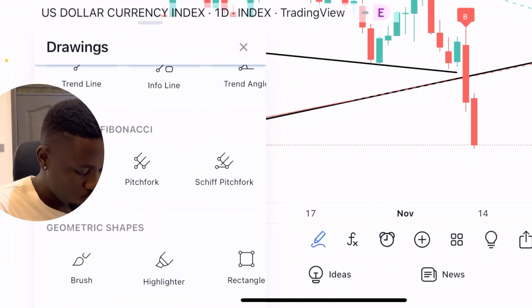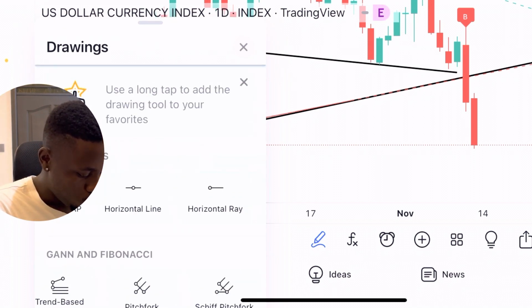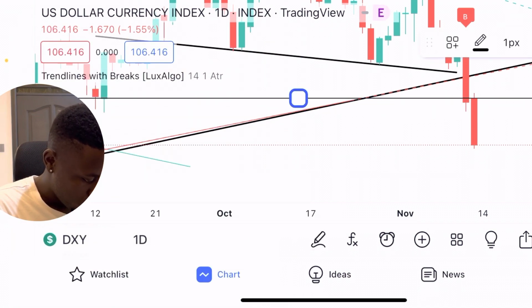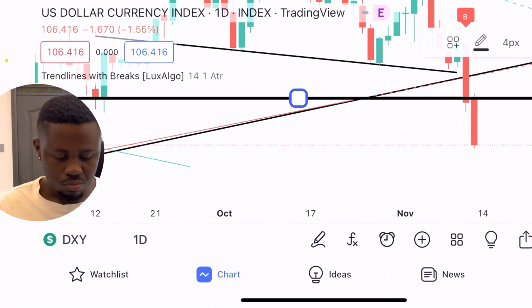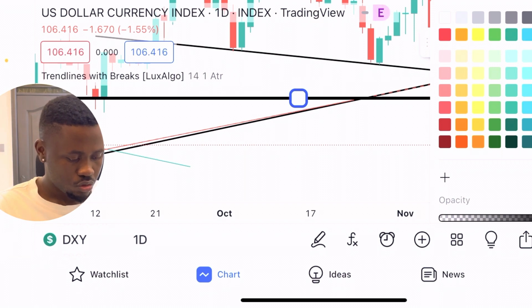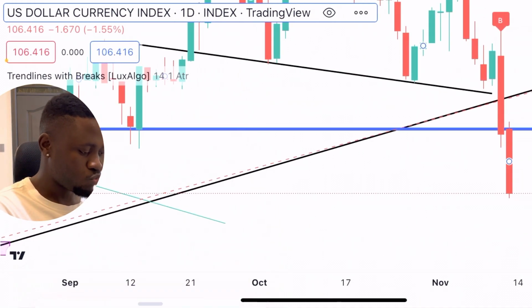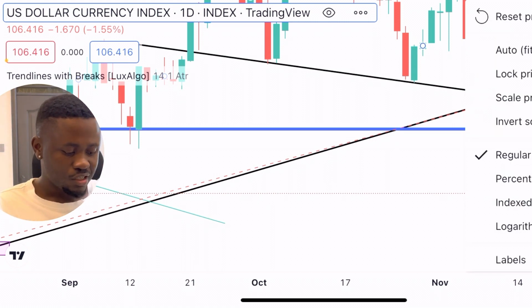We are going to use horizontal lines. So as you can see, this is my horizontal line. Let me make it big. Let me make it blue. So this is my line right now. As you can see, let me enlarge this. So this is my line.